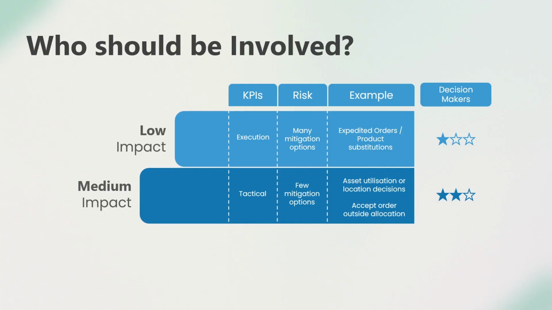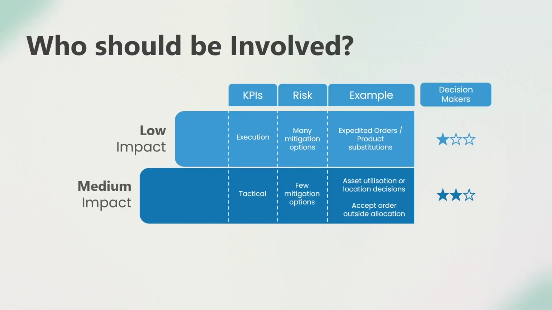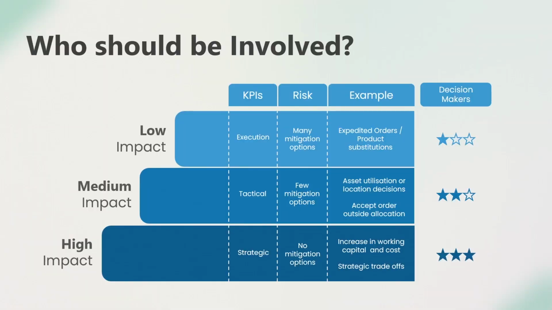Then we get our medium-term impact questions. So the kind of tactical KPIs that govern this process, where we have few mitigation options. We have to make decisions about asset utilization, closing a machine, changing our sourcing, accepting an order outside of the defined allocation. And then we have to escalate to that senior level for the big decisions that are going to change our top line KPIs. What's going to change our working capital? What's going to change our service level? What's going to change our order lead time? There are no other mitigating options.